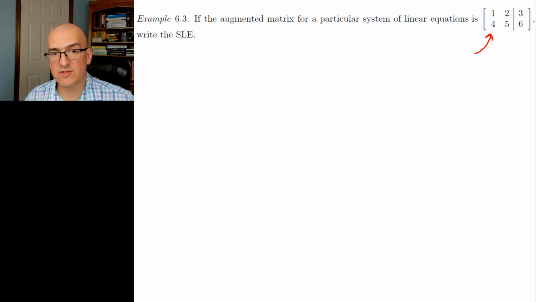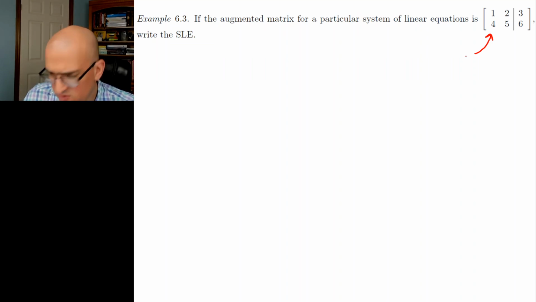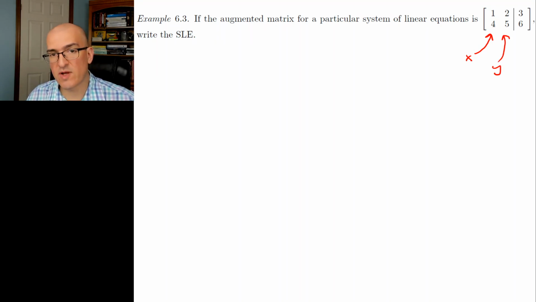We can use x1, x2, or x and y. Don't use a and b. It's a mistake to do that. Not a mistake. You will regret it. x1, x2, or x and y. Those are the two valid options.